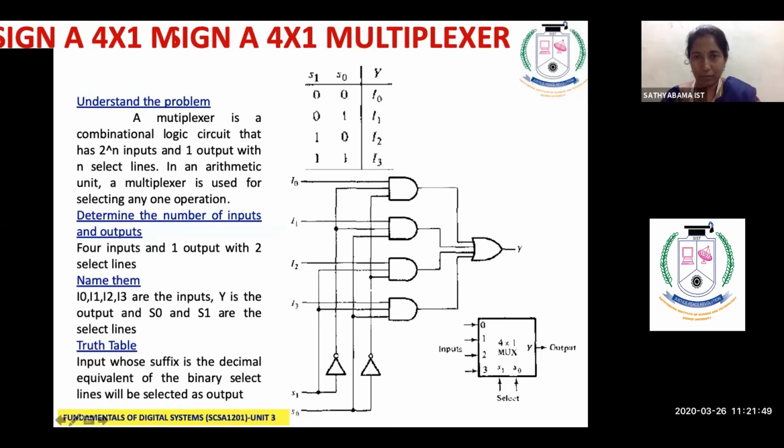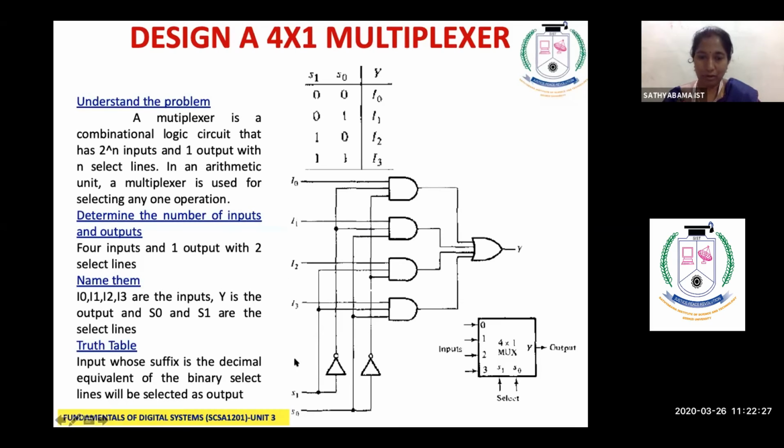S1 should be 0. S0 should be 1. Come. In this, which AND gate is having this I1? Second AND gate. Super. I am giving S1 as 0. Here S1 is 0. But if you see this AND gate, who is connected? Not S1, S1 dash. So if S1 is 0, what will be S1 dash? S1 dash will be equal to 1. So I1 is here. S1 dash is 1. Then S0.